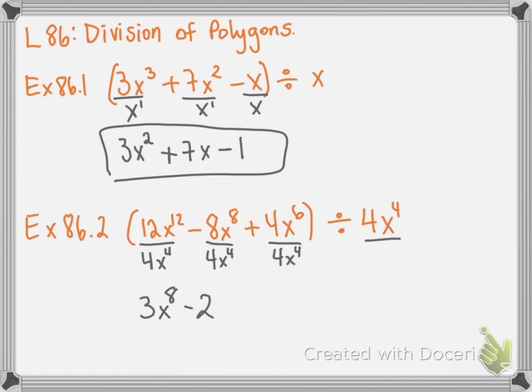And x8 divided by x4 is x4 because we subtract 8 minus 4. And then the last one is 4 divided by 4 is 1. And x6 divided by x4 is x2 because we subtract, and 6 minus 4 is 2. And that is our answer.